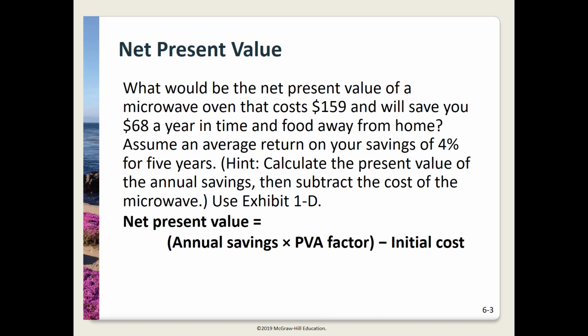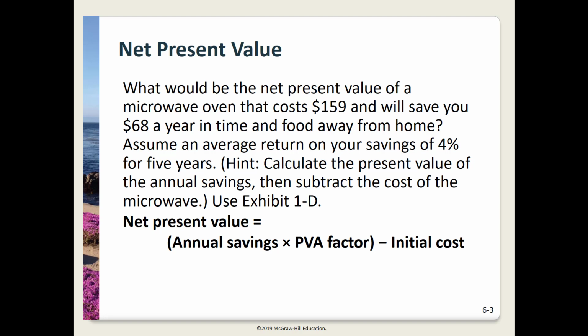In this next example, we're going to be looking at net present value. What would the net present value of a microwave oven that costs $159 and will save you $68 a year in time and food away from home? So assume an average return on your savings of 4% for 5 years. Hint, you'll want to calculate the present value of your annual savings and then subtract the cost of the microwave. We're going to be using Exhibit 1D. So recall this is way back in Chapter 1 when we learned about the different time value of money exhibits and tables.